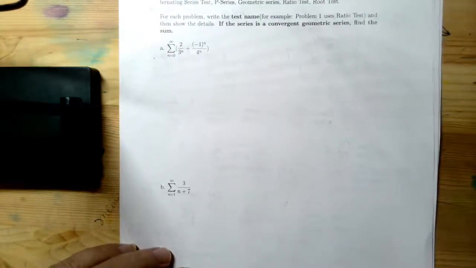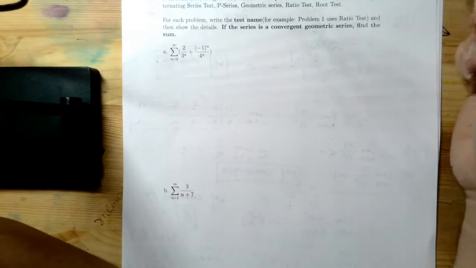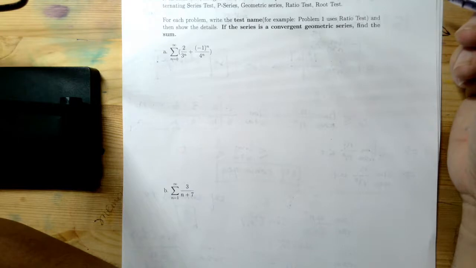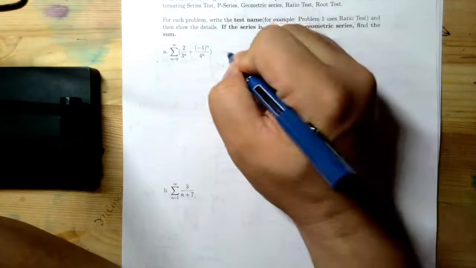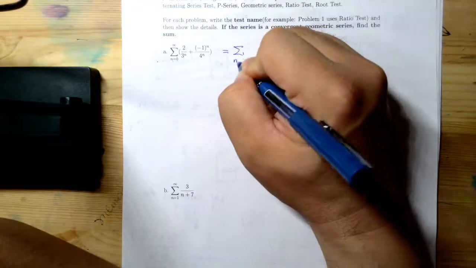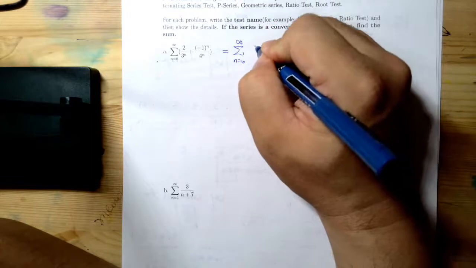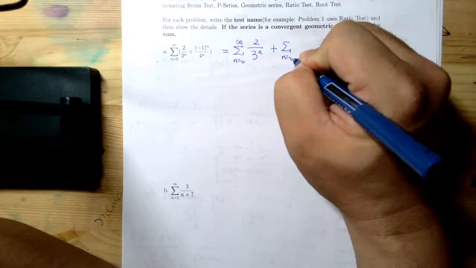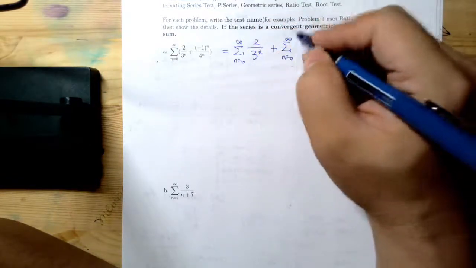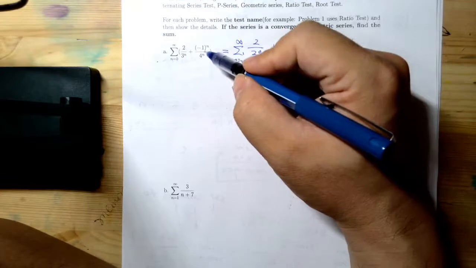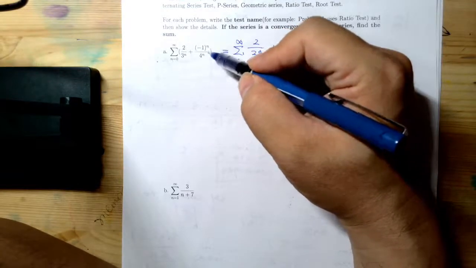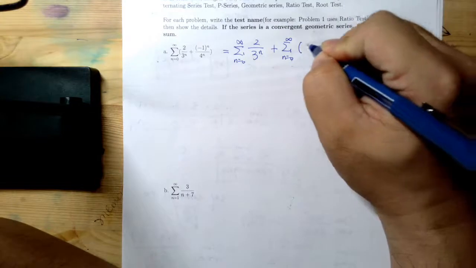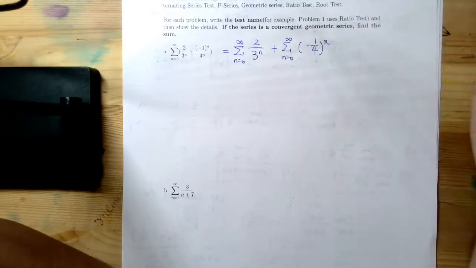Okay, so let's just get started. Look at the first one. We have 2 over 3 to the power of n plus negative 1 to the power of n over 4 to the power of n. Apparently, we can first consider this as the sum of two series. And for the second, you can see both are to the power of n, so I can rewrite this as negative 1 over 4 to the power of n. I can definitely do that.